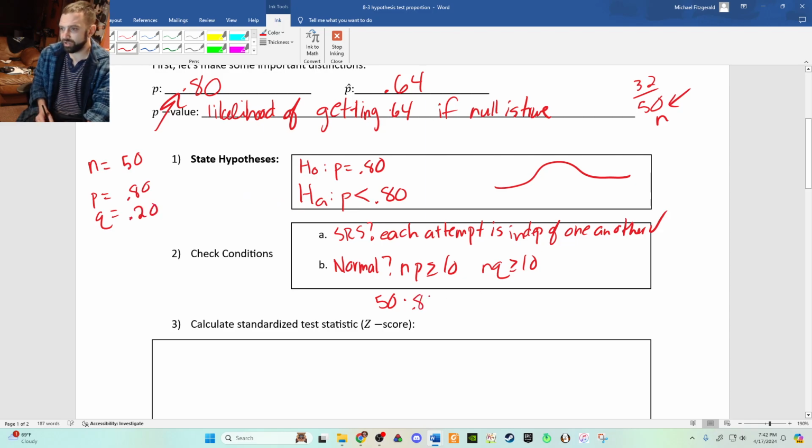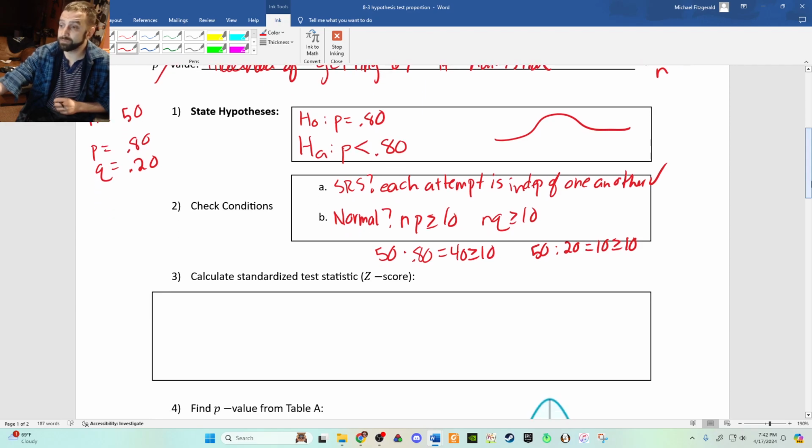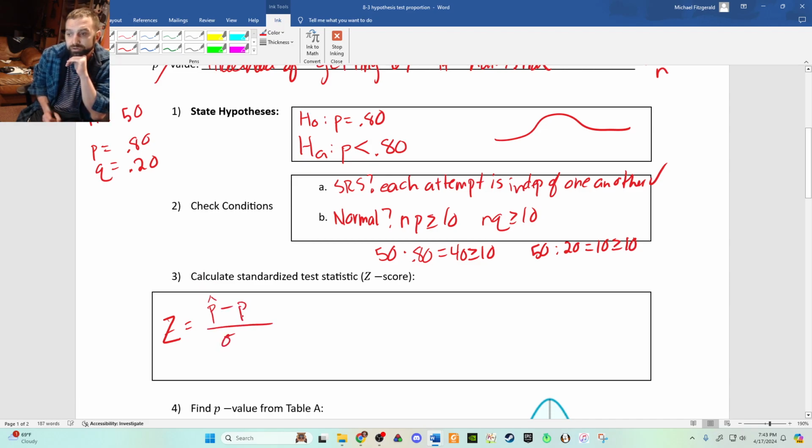50 times 0.80 is going to equal 40, which is greater than or equal to 10. Then 50 times 0.20 is equal to 10, which is greater than or equal to 10. It's exactly. Okay, so we can use our bell curve. So we're going to find this p-value by finding its z-score. So the z-score, or the standardized test statistic, we'd use our sample data, p-hat minus p, over the standard deviation.